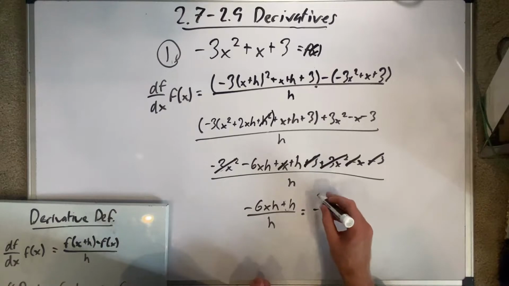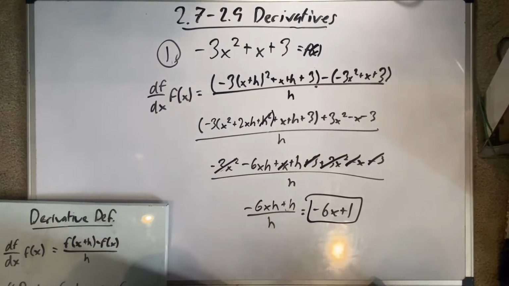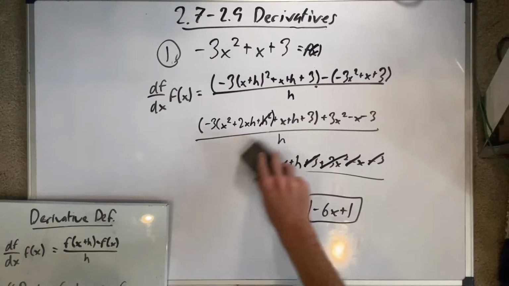So this here is our derivative. So this is the derivative. I'm going to box that. Now all this math can go bye-bye, but the derivative doesn't have to, because we have to do another step.